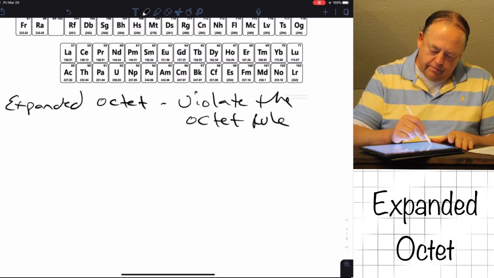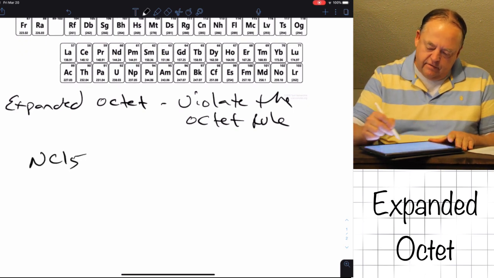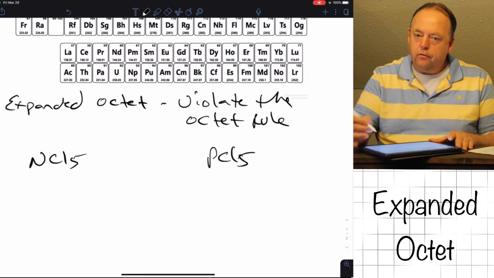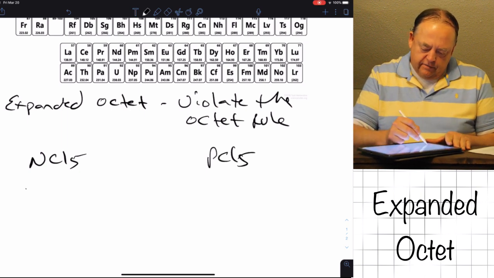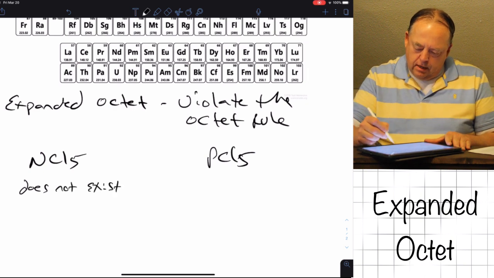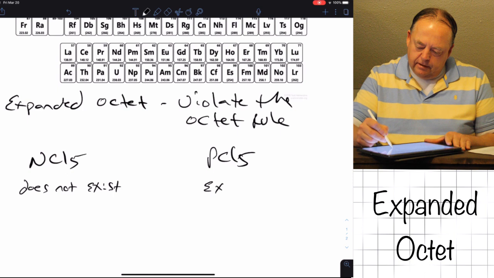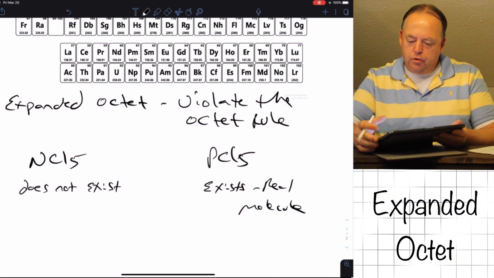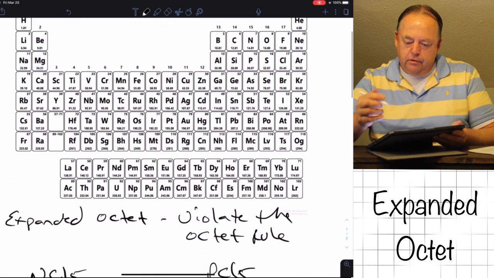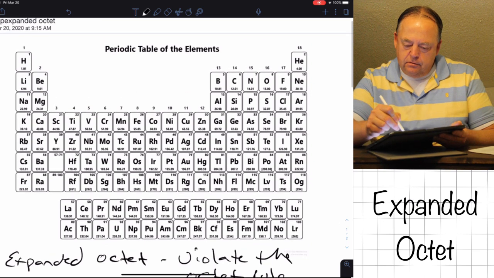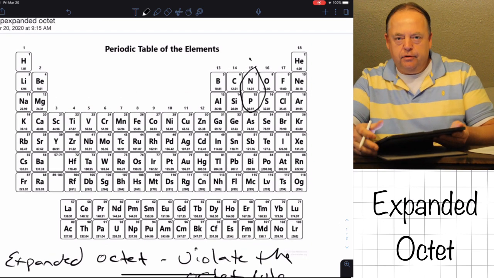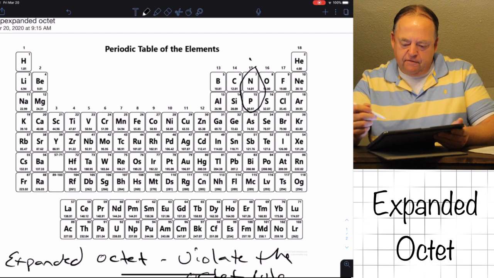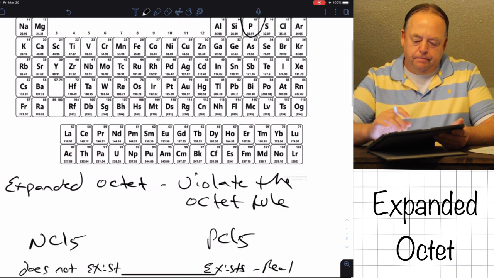Okay, so if we take two compounds, NCl5 and PCl5, for example. NCl5 does not exist, whereas PCl5 exists. It's a real molecule that you could synthesize in lab if you wanted to, or you can buy it. If you notice, both phosphorus and nitrogen are in group 5, so why does PCl5 exist but NCl5 does not?